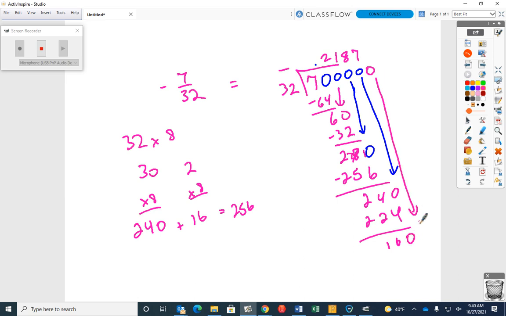What's 32 close to? 30. How many 30s would go into 160? What's 30 times 5? 150. So let's try 32 times 5. What's 30 times 5? 150. What's 2 times 5? 10. What's 150 plus 10? 160. Is that where we want to be? Yes. So now I have a 5 up here, minus 160. Did it finally terminate? Yes.